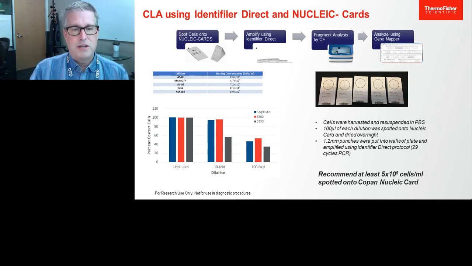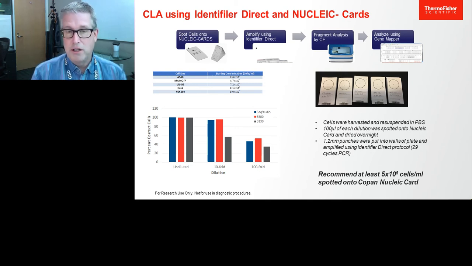Going down to 5 times 10 to the 4th and 5 times 10 to the 3rd cells per microliter or per mil in those dilutions, I got a slight reduction in the frequency at which the correct calls are made, but I can still pick up the right alleles in those experiments. And so we recommend that you spot at least 5 times 10 to the 5th cells per mil on the copan nucleic card in your analyses.